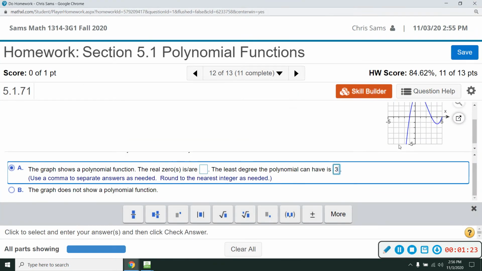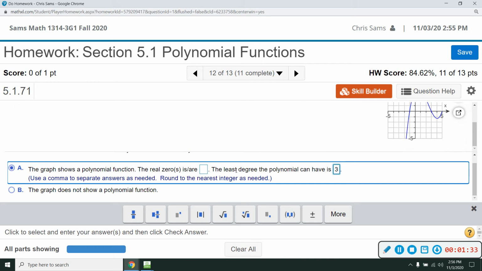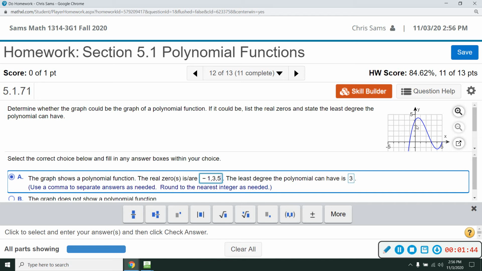And the zeros, from what we can tell, looks like negative 1, 1, 2, 3, 4, 5. So negative 1, 3, and 5. So the zeros are negative 1, comma 3, comma 5. That is if we are not including the y-intercept. But when it says zeros, they normally mean the x-intercepts, zeros, solutions, or roots. If they had said intercepts, I might want to include this one, but they just said zeros.